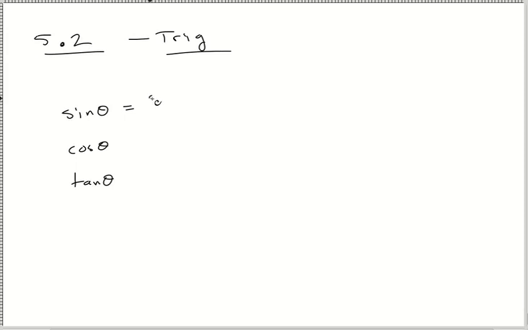The first one is opposite over hypotenuse. That's sine. Cosine is adjacent over hypotenuse. And tangent is opposite over adjacent. Maybe this looks familiar to you. There are all kinds of phrases and songs that go along with it. I'm not doing that for you today.